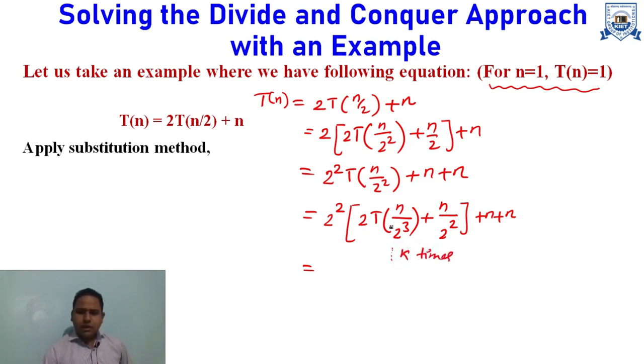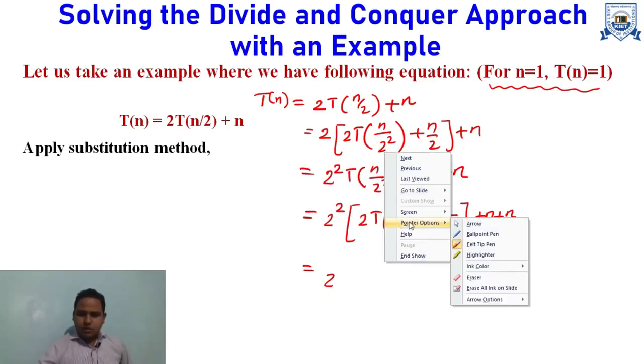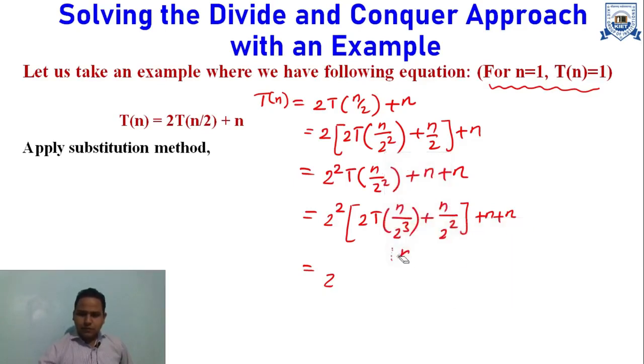After k times we are able to reach the small problem condition, that is n equal to 1. So we are repeating this k times. Let's simplify this first. Before taking it up to k times, let's erase this one. We'll first simplify, then we'll take it up to k times.